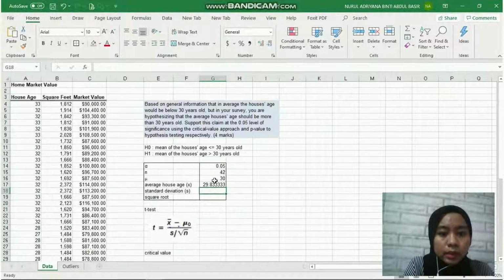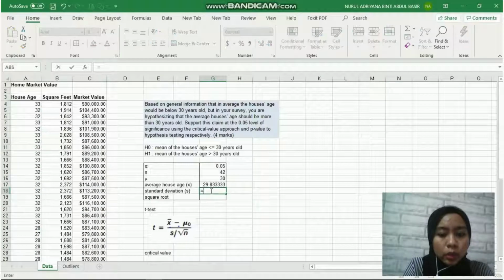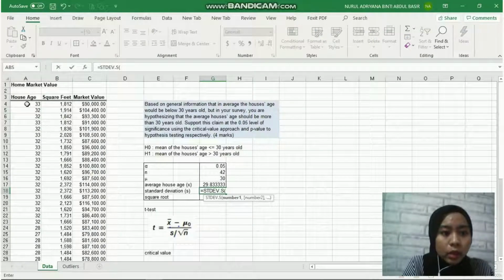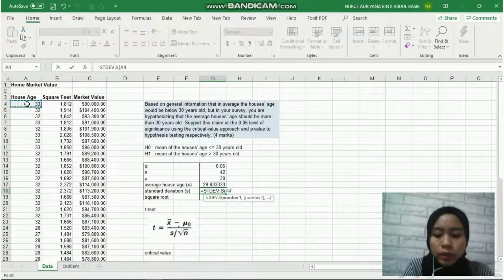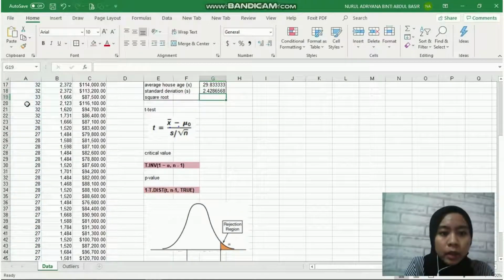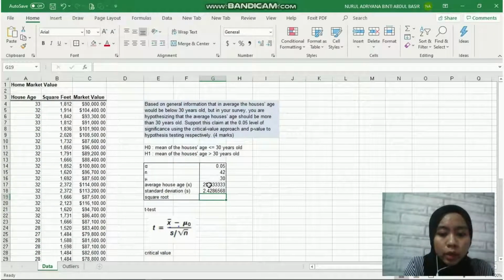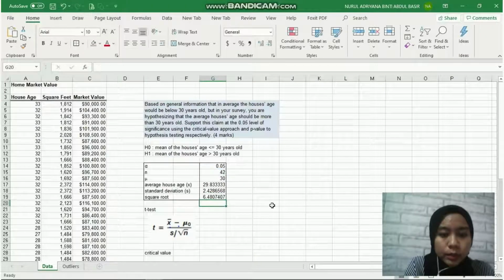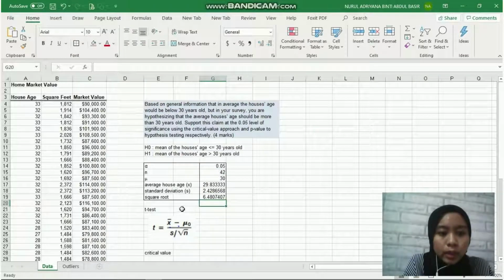And for the standard deviation, we use the formula STDEV.S. Select the column house age, Ctrl Shift arrow down, enter. And for the square root, we use the formula SQRT. Select N, enter. And then we need to calculate the t-test using this formula.